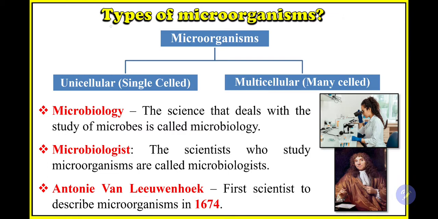Then there are types of microorganisms. How many types of microorganisms are there? There are basically two types of microorganisms. One is unicellular, another one is multicellular. Now you all know what is a cell.